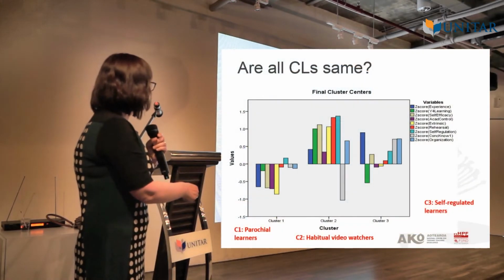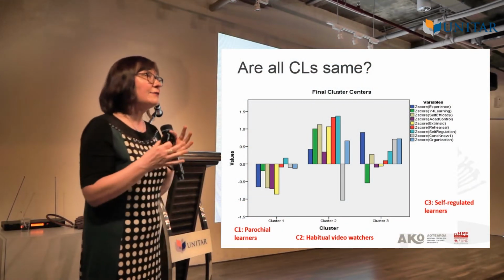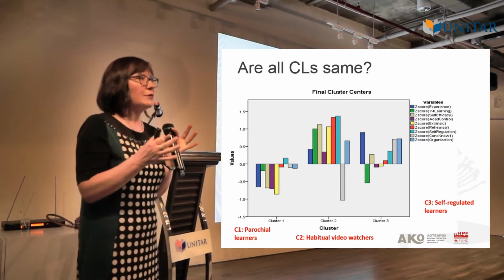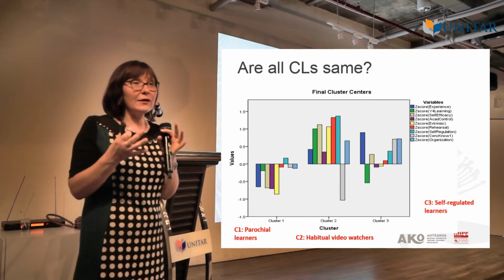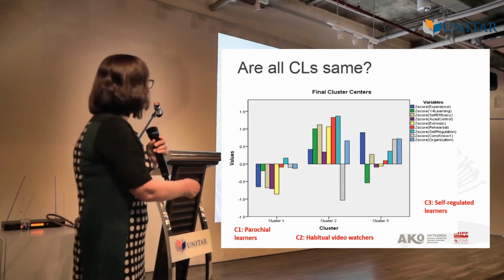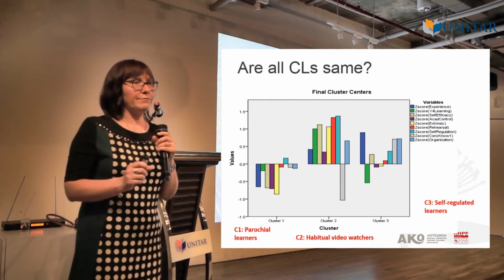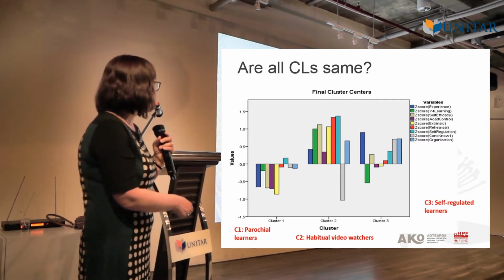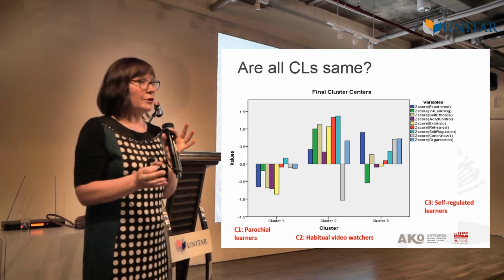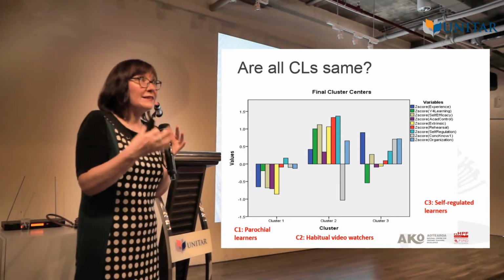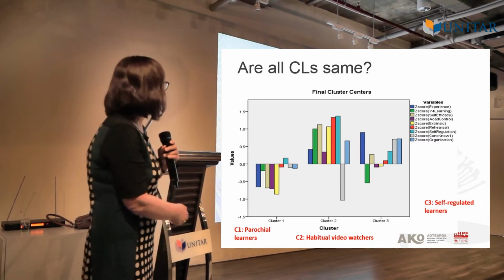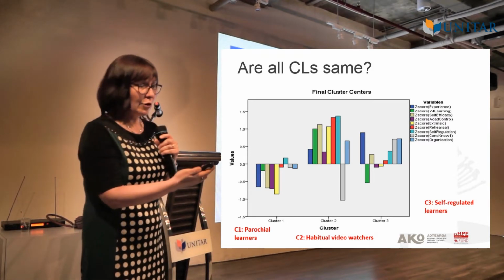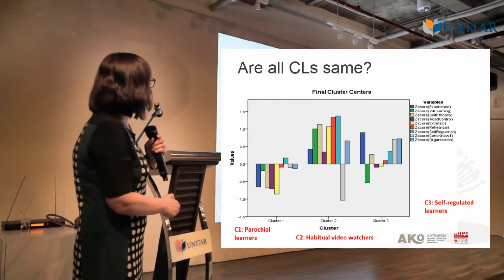The parochial learners, cluster one, made a relatively high number of comments, but they were not very good. They were talking about some things which are not of crucial value. While this group here made very, very few comments. So they watched the videos, they wrote some comments, but not as many as the other two clusters. And we call them habitual video watchers. So they are used to a passive mode of watching videos. We found lots of significant differences. I'm going to skip that because that's a lot of numbers.